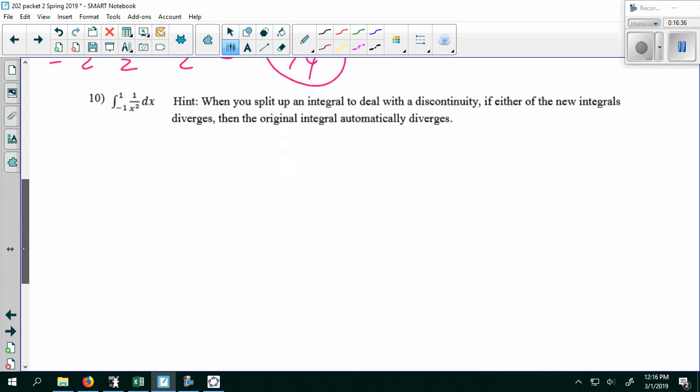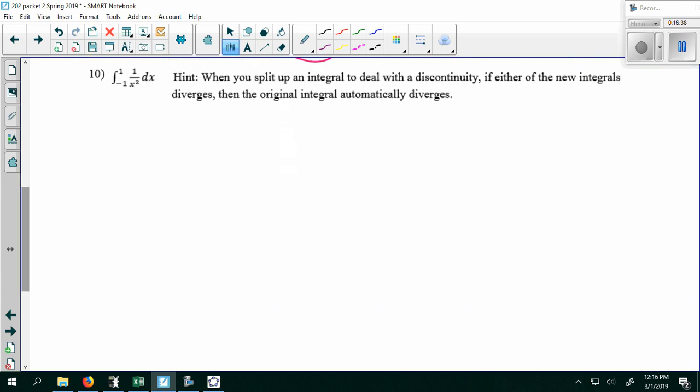Okay, last problem. The integral from -1 to 1 of 1 over x squared dx. So I'm going to split this up. There's an asymptote at 0. It's important to know what this looks like before we start. We're trying to find the area from -1 to 1, and the graph of 1 over x squared looks like this.